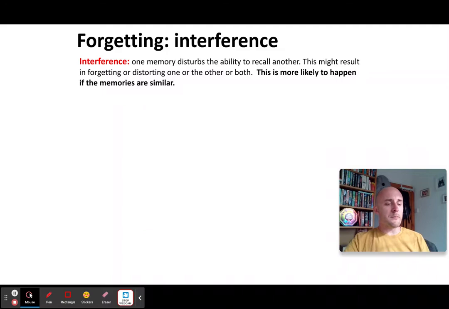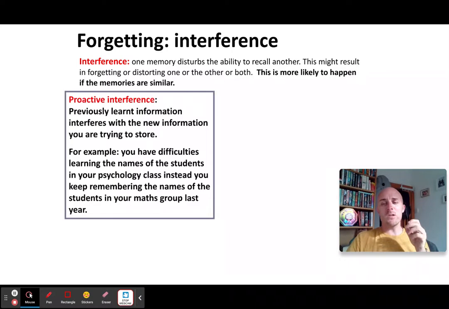All of your memories will be quite similar. You're sitting in the same place, you've got the same teacher at the front, you've got the same people around you. So your ability to remember lesson by lesson what happened is affected by the fact that your memories are actually quite similar. But there are two ways to go about this. Firstly, you have what's called proactive interference. Proactive interference is when an older memory prevents us from recalling newer memories.